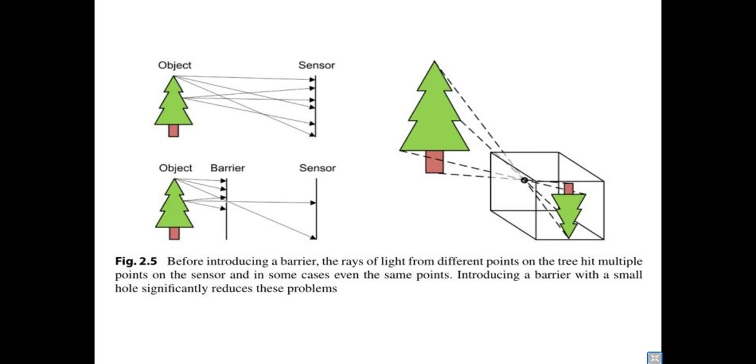So this one just shows that with small holes, it really reduces the noise problem. So we have an object, we have sensors here. Before introducing a barrier, the rays of light from different points on the tree hit multiple points on the sensor, and in some cases the same points. So there will be many points. So we put a barrier. So this barrier controls, like a shutter, or speed. So we control how the light from the object hits the sensor.